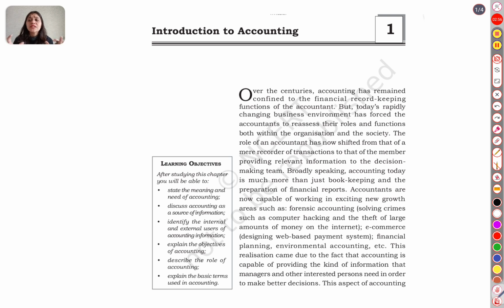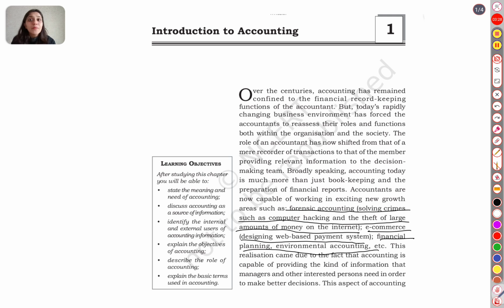Now accountants nowadays are capable of working in exciting new growth areas, such as forensic accounting, solving crimes such as computer hacking and theft of a large amount of money. Now, as you see nowadays, e-commerce, designing web-based payment systems, financial planning, environmental accounting. Now, all this is related with the regular transactions that we do.